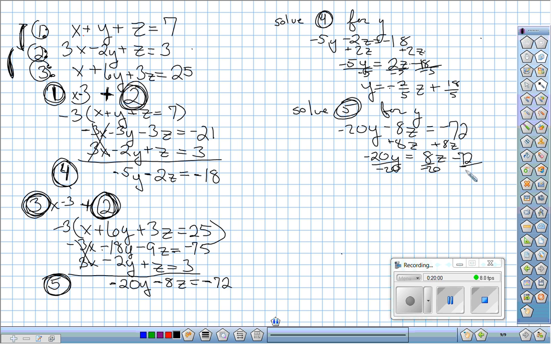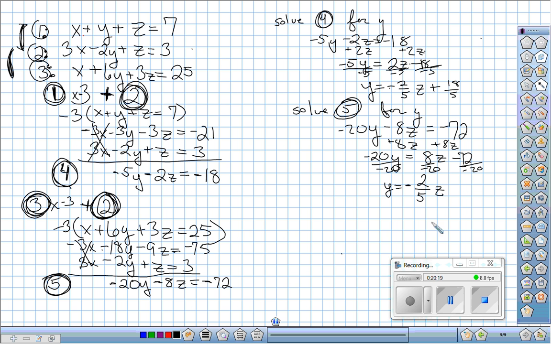Divide by negative 20. And then I have y equals 8 divided by 20. I'm going to go ahead and simplify that. So 4 goes into both of them. 4 goes into 8 2 times. 4 goes into 20 5 times. So I have negative 2/5 z.